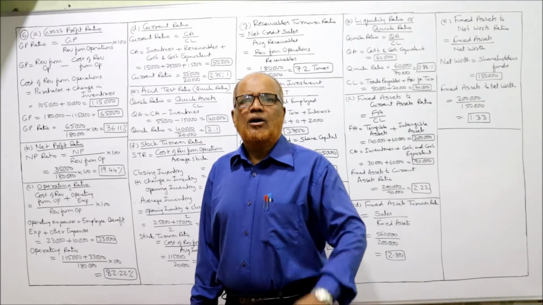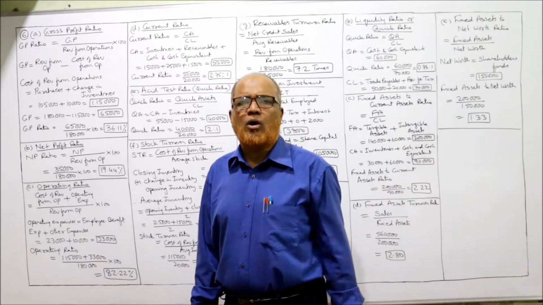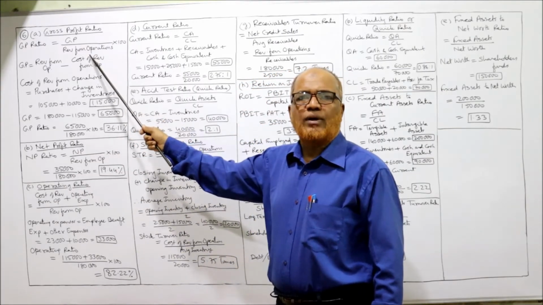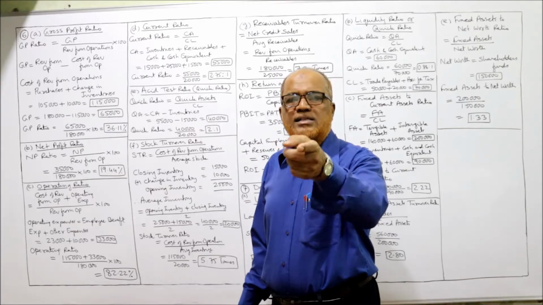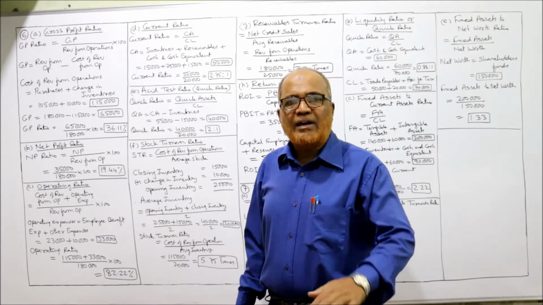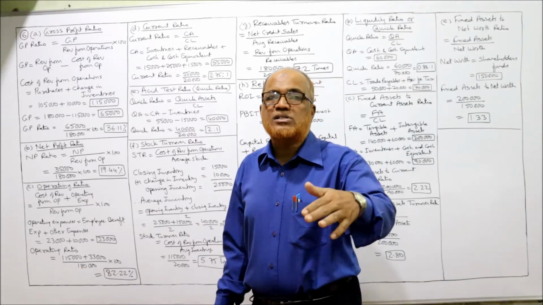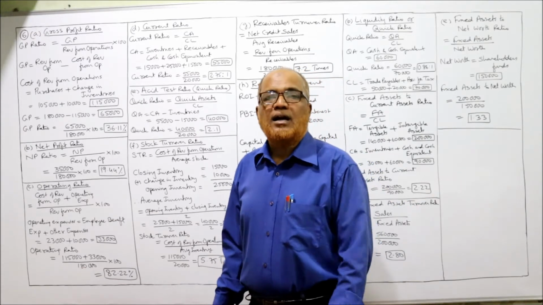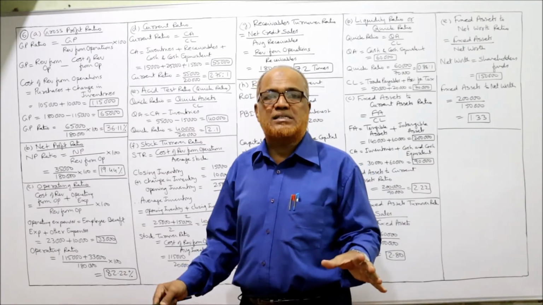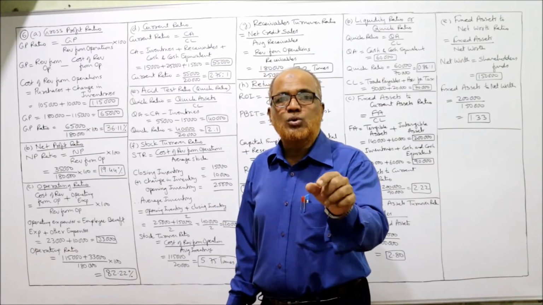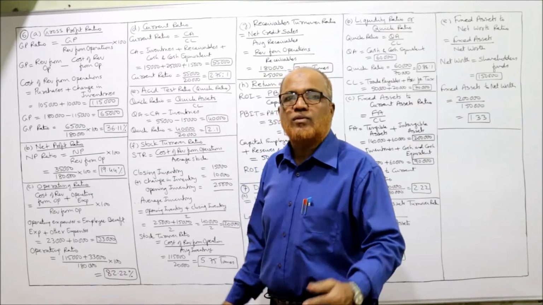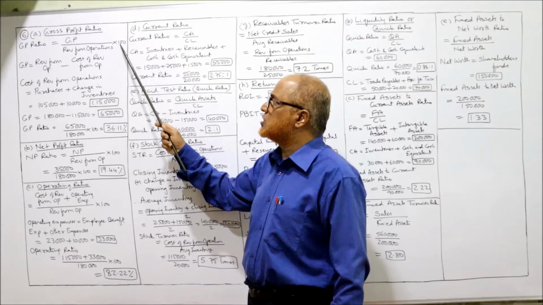Easy formula: gross profit by revenue from operation into 100. Gross profit divided by revenue from operation. You can call it revenue from operation or you can call it sales. Why are we calling it revenue from operations? Because the Companies Act has specified the format of financial statements of companies. In that format, it is using revenue from operations. It is not using sales. That's why we will use revenue from operation into 100.